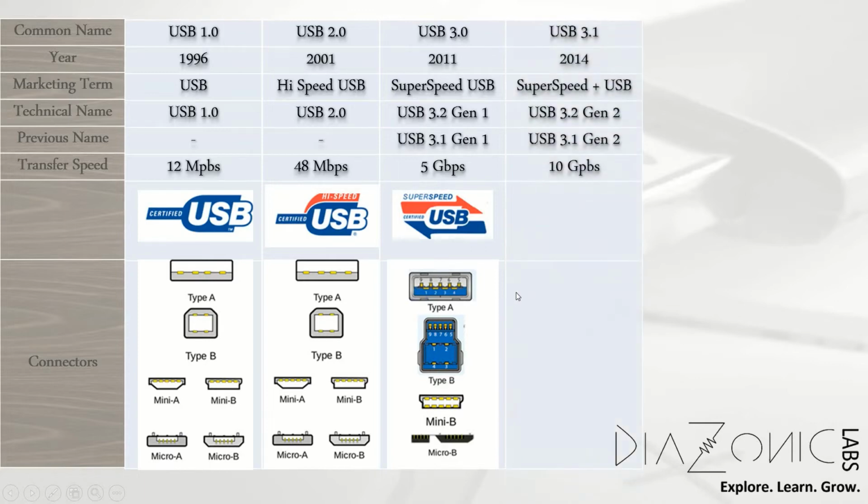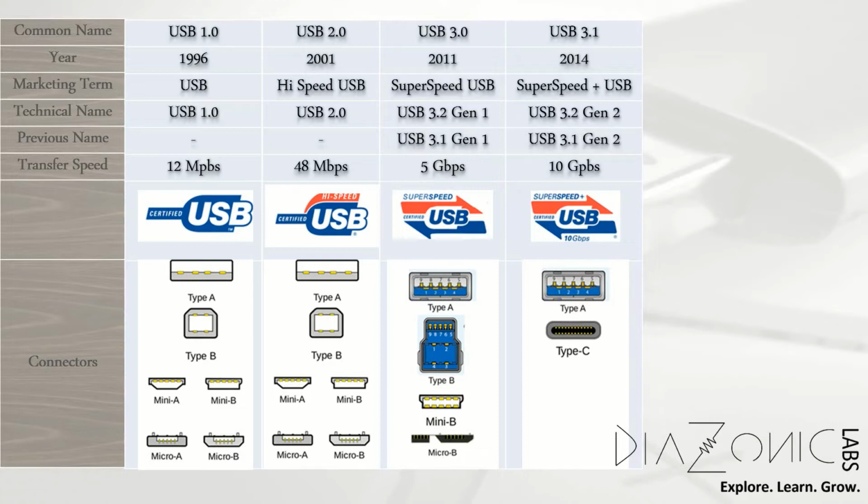The next generation is USB 3.1, which is called Super Speed Plus USB. The technical name of this is USB 3.2 Gen 2. It was previously known as 3.1 Gen 2, and the transfer speed of this is 10 Gbps. So it is double the transfer speed of the previous one. So yeah, certified Super Speed Plus USB. In this, the major difference was that the Type B, Mini B, and Micro B connectors were totally eliminated, and they were replaced with a new standard called Type C.